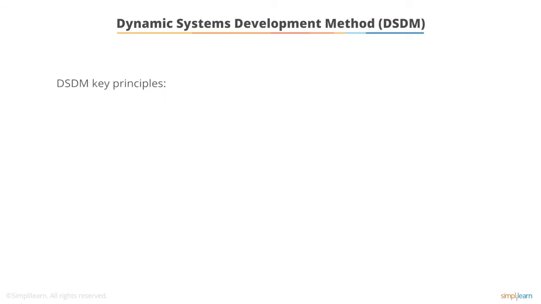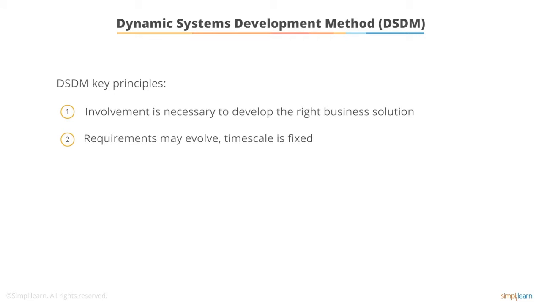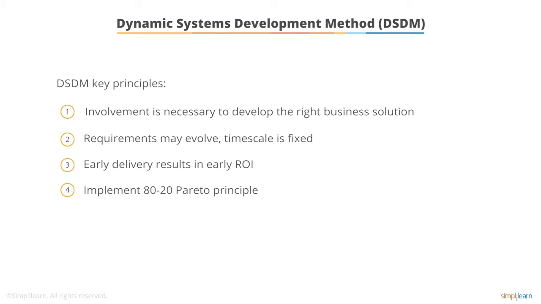DSDM embraces 5 key principles. Involvement is necessary in order to develop the right business solution. Requirements may evolve, however, the timescale is fixed. This is the concept of time boxing, which we will explore in more detail later in the workshop. Early delivery, because it results in early return on investment from the value created. It's implemented based on the 80-20 principle. This is based on Pareto's 80-20 rule, which in this context suggests that 80% of the value is going to come from 20% of the features.